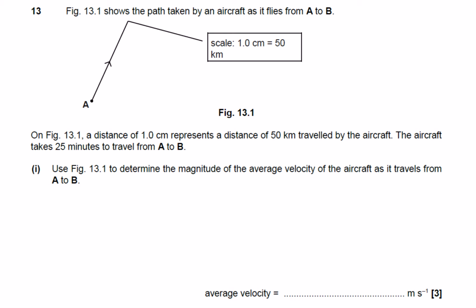So here we are with question 13, and we've been given this diagram which shows the flight of an aircraft as it goes from A to B. I need to apologise because as I prepared this paper, B didn't come out in the printing, so it's the end of the line there.